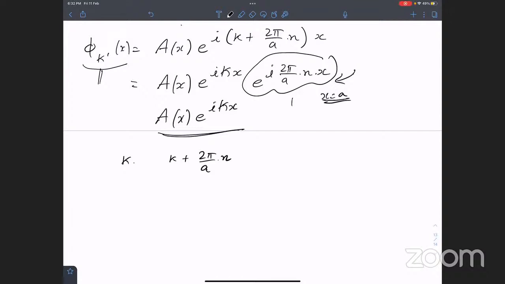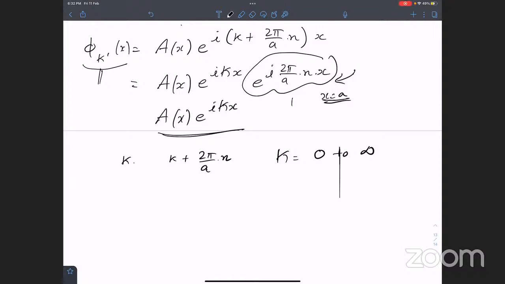That is why we say that this capital K cannot take all the values from 0 to infinity. It'll actually only take values from 0 to 2 pi by a. And if it takes something larger than 2 pi by a, then our wave function will get completely reproduced. So I won't have a unique wave function, so to speak, right?